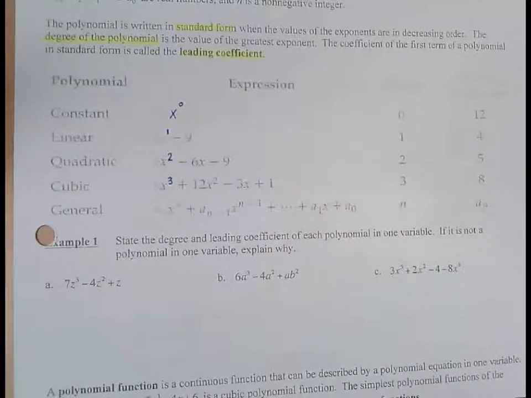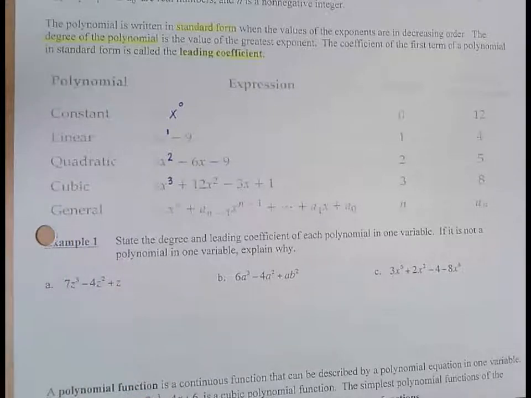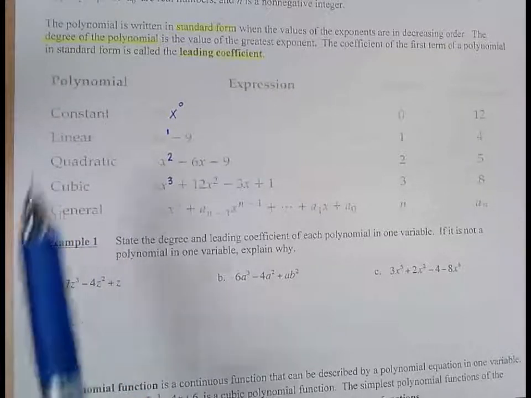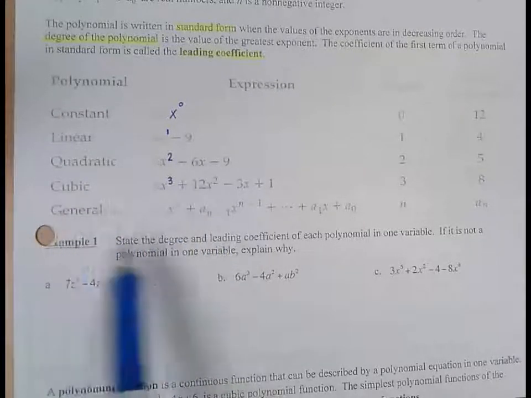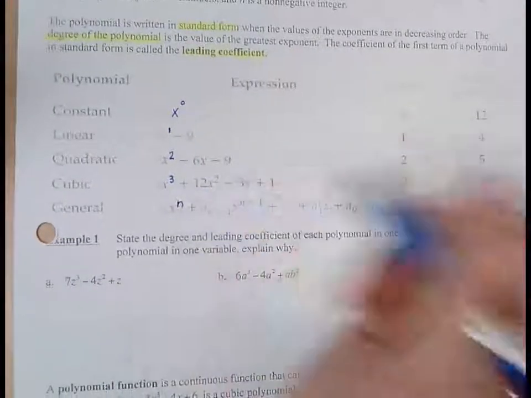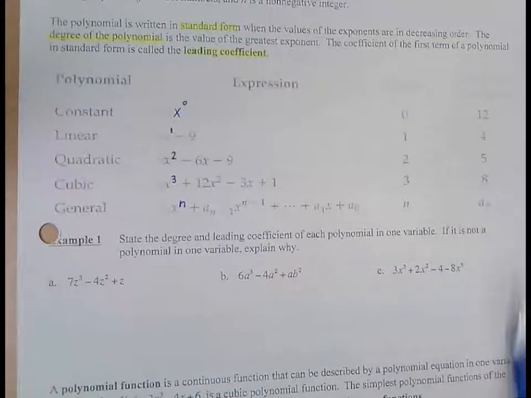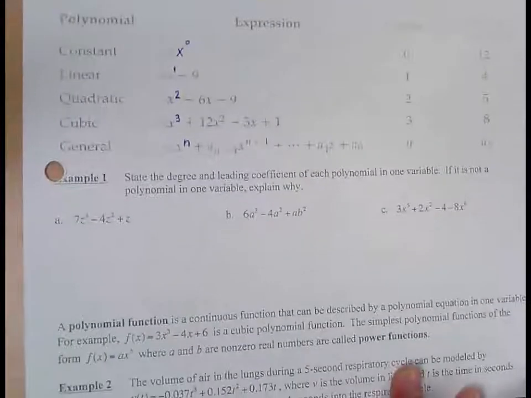Am I requiring you to know the specific names? No, but if I say quadratic, you should know what that means. If I say linear, you should know what that means. And then it does give the general expression again. This highest exponent is n, so it lists the degree as n. The coefficient of that term is a sub n. That would be the general form.